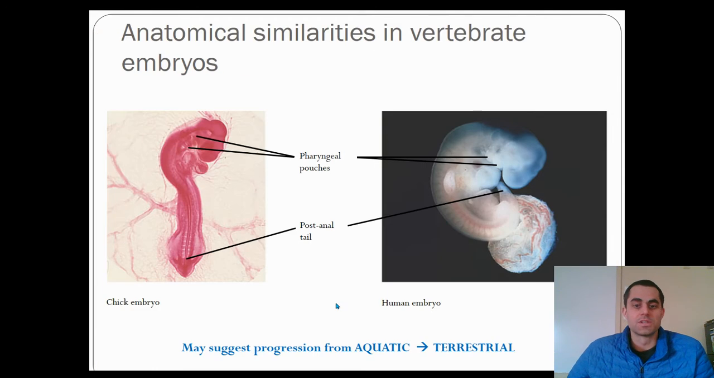So it also may suggest that in terms of the big picture of evolution, we moved from aquatic things that required gills to terrestrial.